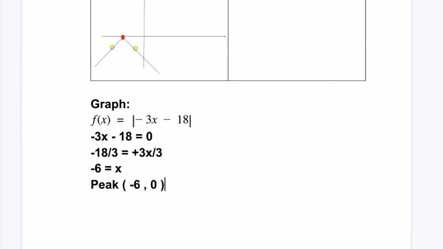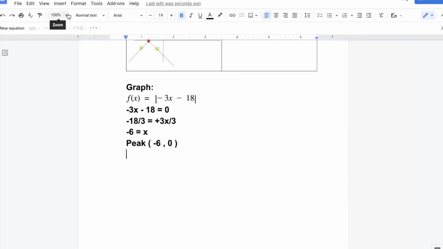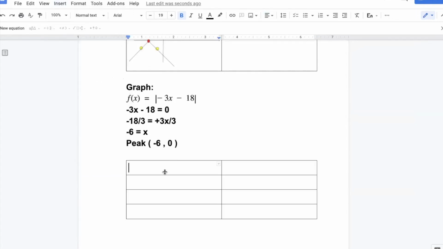Guys, the peak is a point. You need to give me x and y. Now, next step: we graph. We put the graph and the table, and we choose two other helping points. So the table is x and y. The peak we put in the middle.